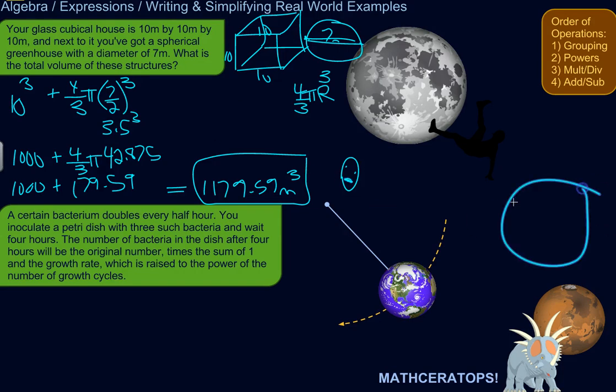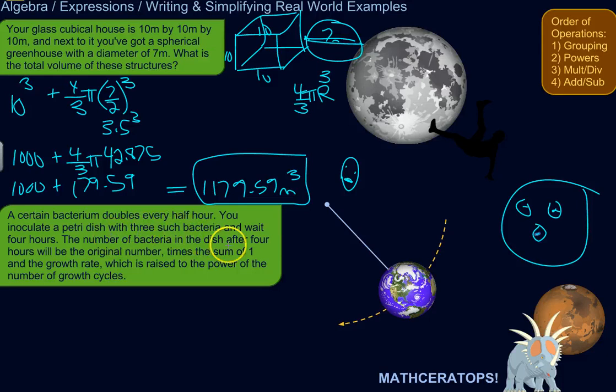All right, so you've got this petri dish. You're putting 3 in here. You're giving them a little bacteria food, and you're waiting for 4 hours to let them grow, to multiply. The number of bacteria in the dish after 4 hours will be the original number times the sum of 1 and the growth rate, which is raised to the power of the number of growth cycles. So let's translate this. If you've gotten into exponential equations, this might ring a bell.